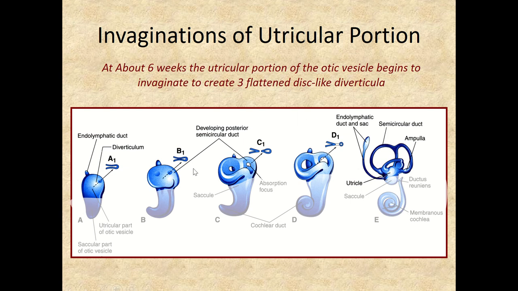The dorsal portion, which is going to develop into the utricular portion, you can see is going to develop into the semicircular canals and also the utricle. So the utricle itself is connected to the semicircular duct inside the semicircular canals.